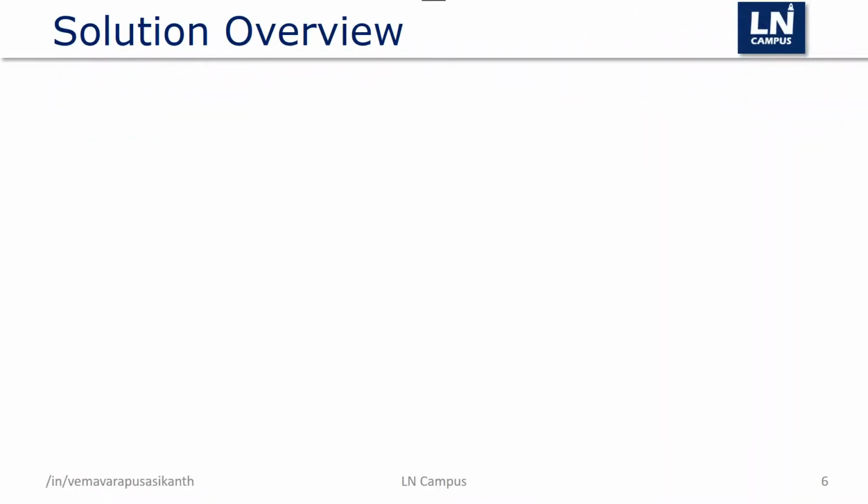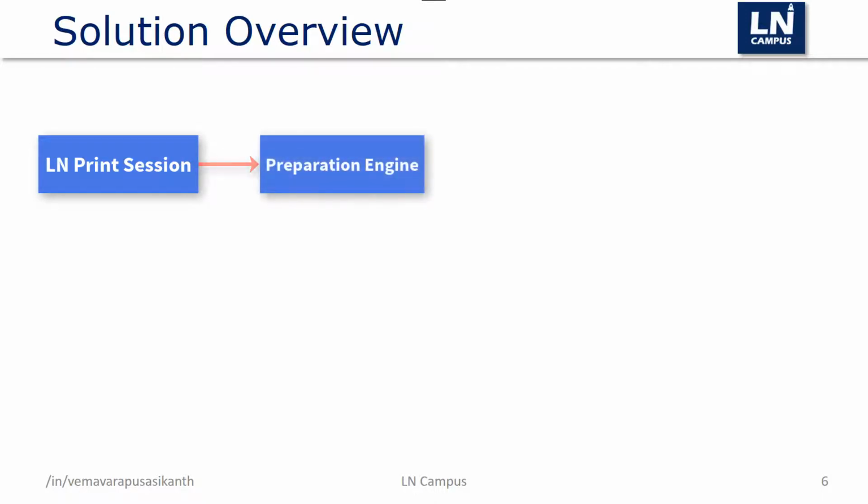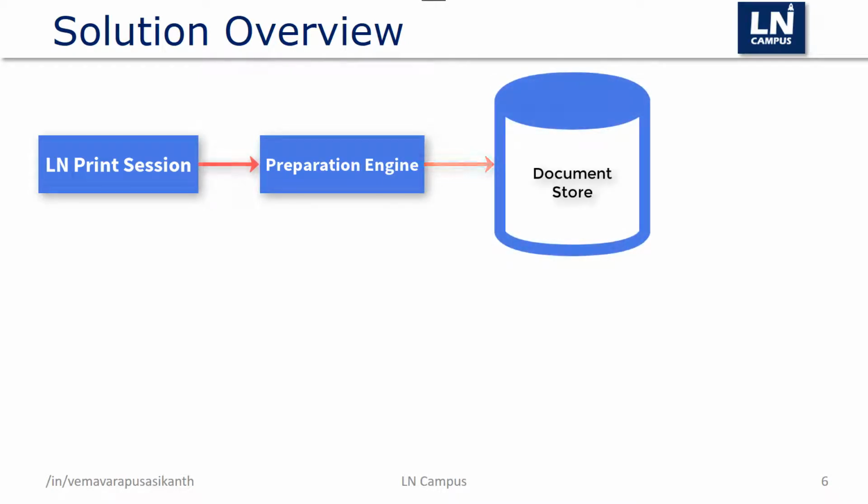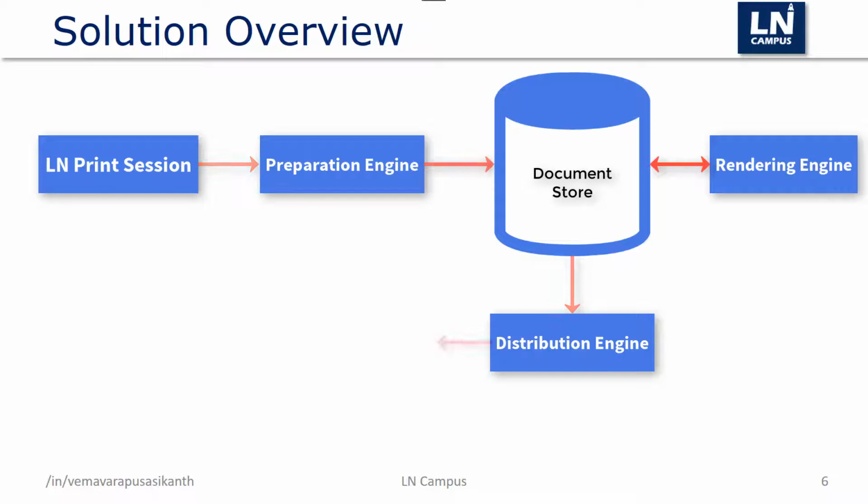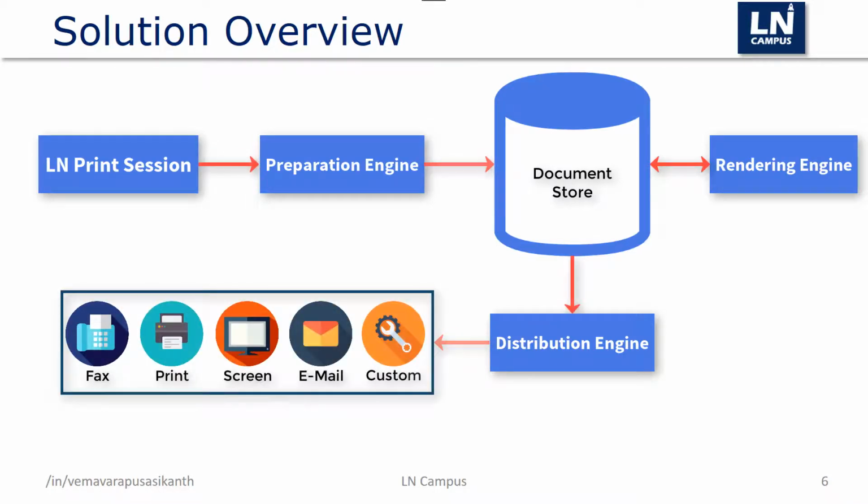Let's look at the DOM architecture or the high-level solution overview. When an LN print session is run to print a report, such as request for quotation or invoice, the raw report data is sent to the document preparation engine. The document preparation engine will convert the raw report data into a logical report in XML format. The XML report is stored in the document store together with the destination information. The rendering engine creates documents and stores them within the document store. The distribution engine adds overlays and attachments and sends the documents to the required destinations. Optionally, the documents can be archived in IDM. It is also possible to retrieve documents from IDM or ODM and add those as attachments while distributing.